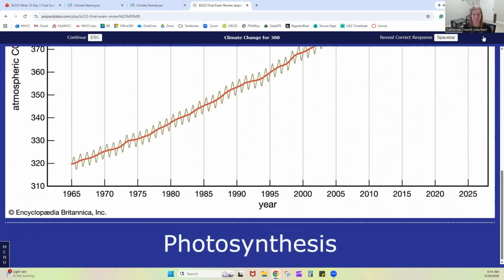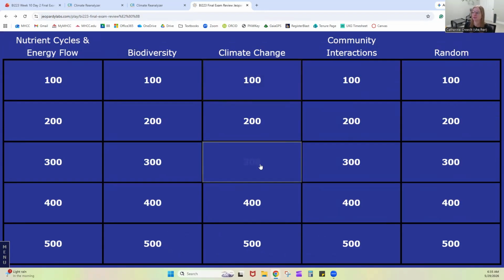Spacebar, photosynthesis. So we know that when it's summer and spring in the northern hemisphere, where most of the plants are, plants suck in carbon dioxide to create sugars, and that creates the dip in the carbon dioxide level. And then when they lose their leaves and go dormant, so fall and winter, they are not absorbing as much carbon dioxide, and we have that increase in carbon dioxide level. So this sawtooth pattern here is because of photosynthesis. It's because of growing seasons for plants. So that would be 300.